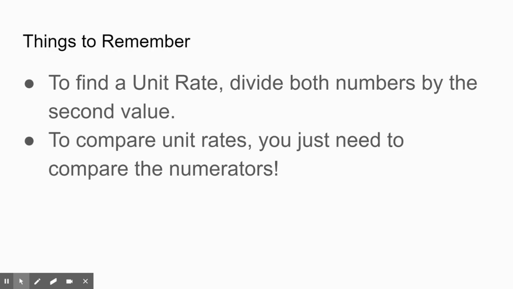Things to remember from this video. To find a unit rate, you need to divide both numbers by the second value. Whatever is on the bottom of your fraction, the denominator, that is the value that you want to divide by. And then to compare unit rates, you just need to compare the numerators. The denominators should be the same at that point. So you just need to look at the numerators. Is one bigger than the other? Is one smaller than the other? It depends on what the question you're trying to figure out is asking.